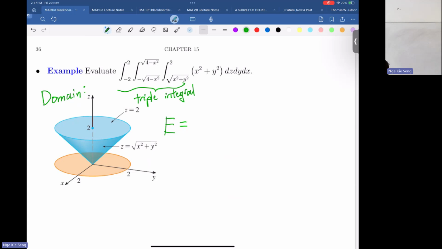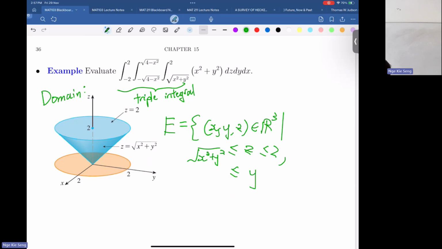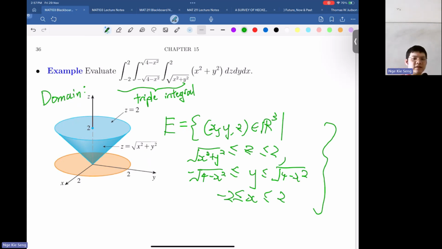So what's the domain here? Read from this integral here. So this integral goes from where to where? So x, y, z in R3. So who gets controlled here? So z goes from square root of x squared plus y squared to 2, and y goes from minus square root of 4 minus x squared to square root of 4 minus x squared, and then x goes from -2 to 2. Okay, so is this possible to be a part of a cylinder or not?